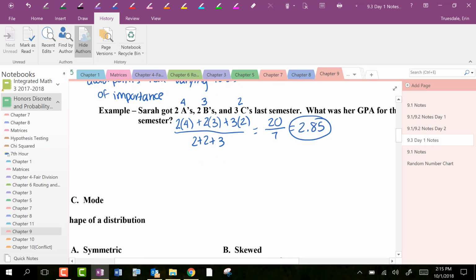And then the last one is mode, and that's just the most commonly occurring value.